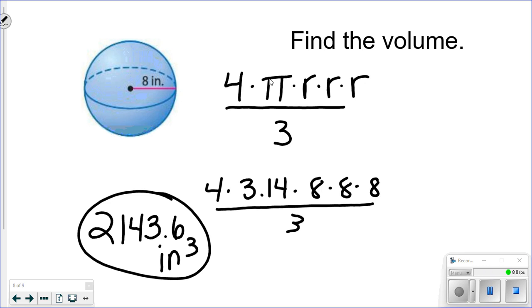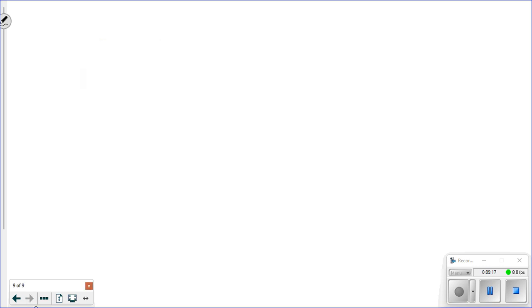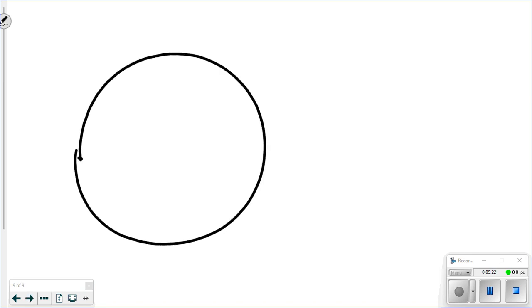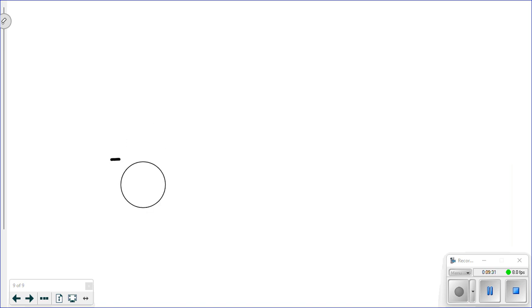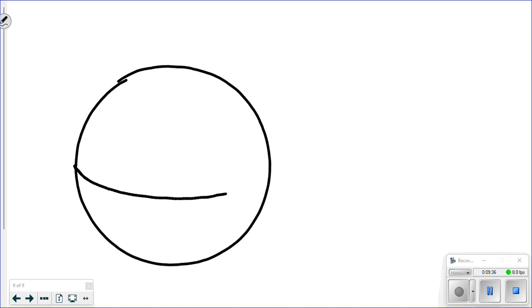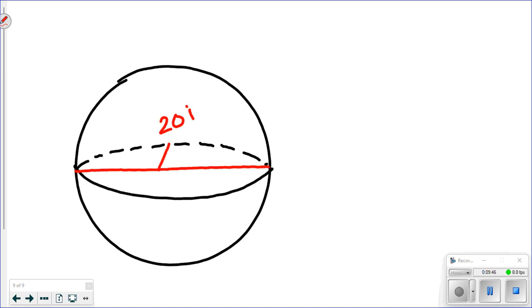And I'm going to give you one more to do, so you have another good example. Oh my goodness, what's happening here? Let's try again. There we go. This is what I wanted to do. Okay, and then I'm going to say my diameter across this thing is 20 inches. I want you to find the volume of this sphere.